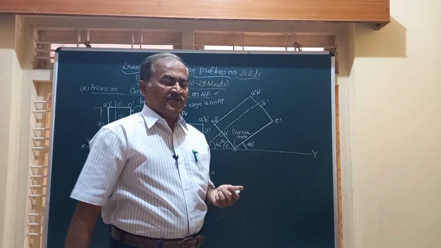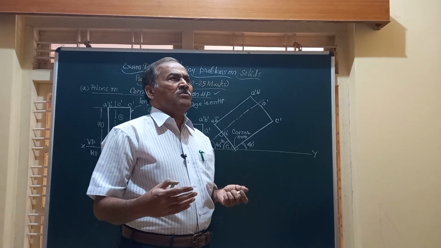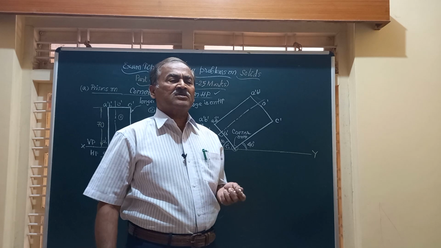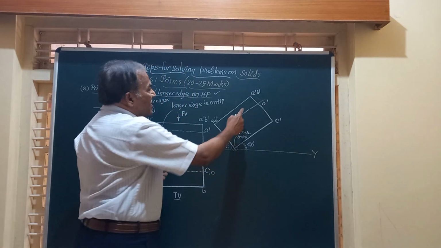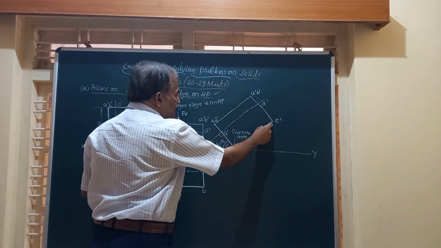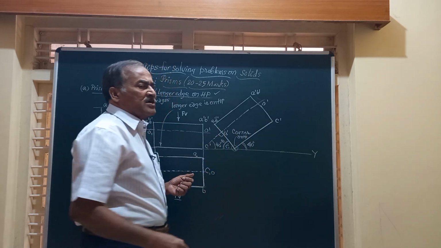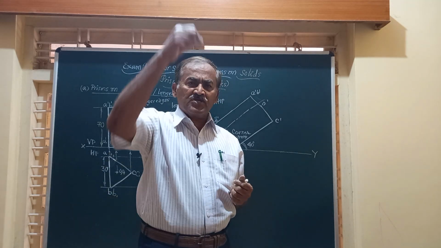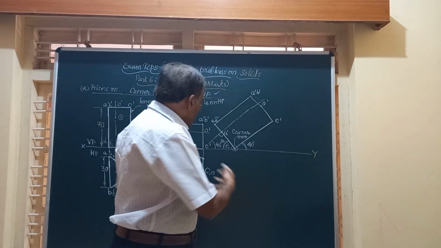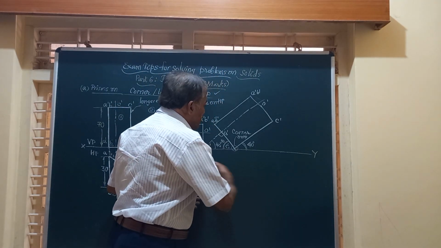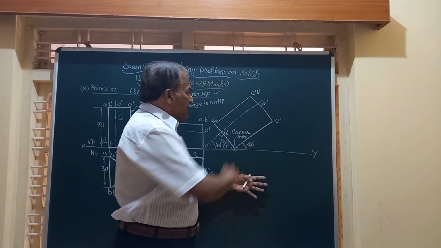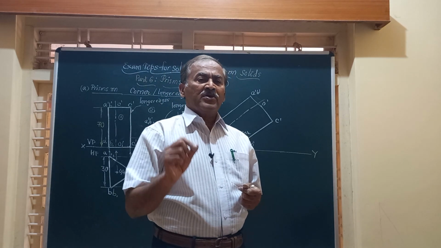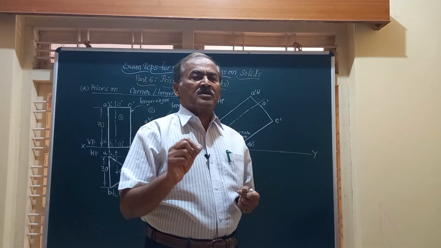Friends, it is a common mistake found amongst students that since there are 2, 3, 4 points at the top face and 4 at the bottom face, they just draw all the vertical lines, the projectors from all these lines, and all this again 4 plus 4, 8. So they will have 8 horizontal lines, 8 vertical lines. They will not know exactly which corner comes where.